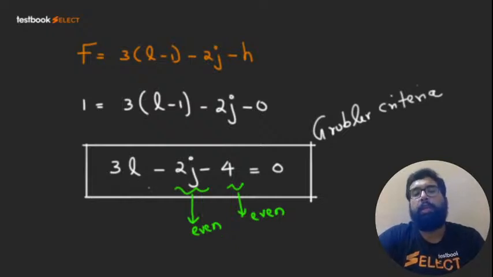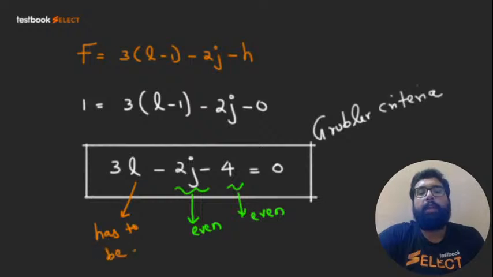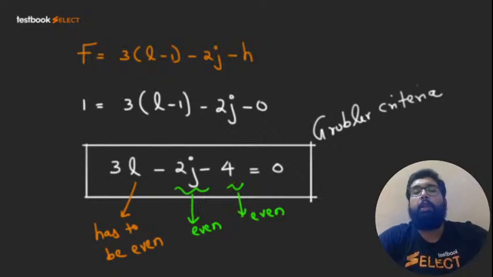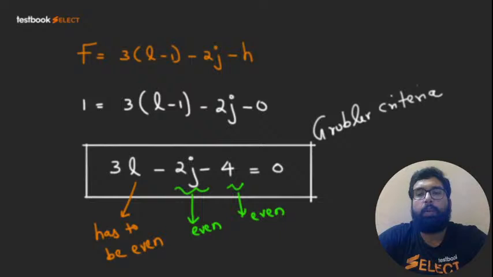Now to satisfy the left hand side to the right hand side, please understand this. So 3 multiplied to an even number, only then this equation can be satisfied. This is very basic understanding of mathematics. So in this relation, we have minus 2J minus 4, both are even numbers. Now this equation can only be satisfied when L is also even, because if L is not even, what other option can it have? The other option could be that it is odd.